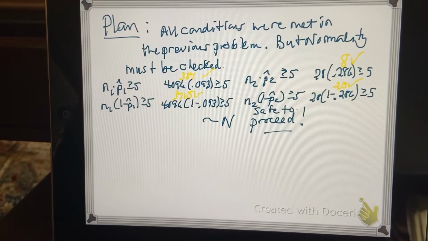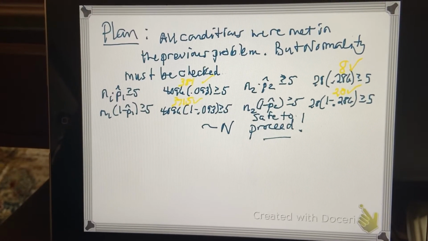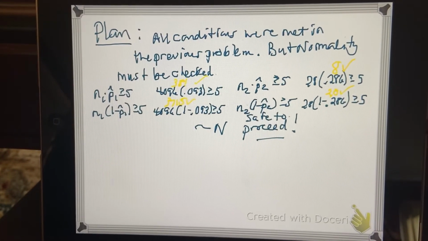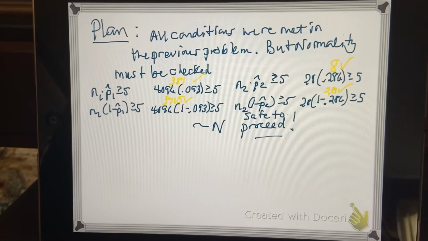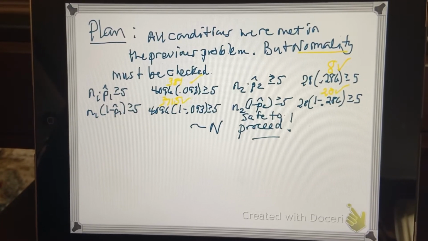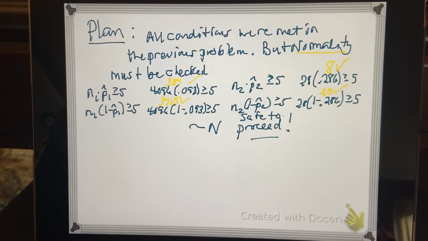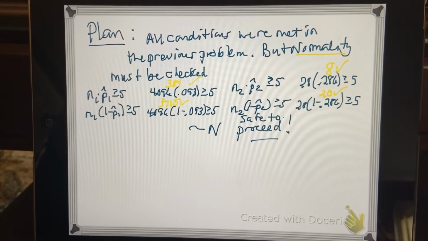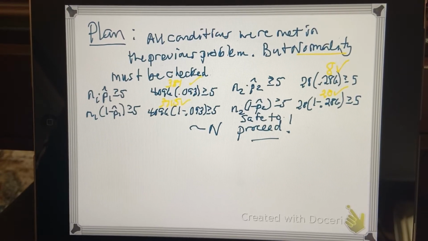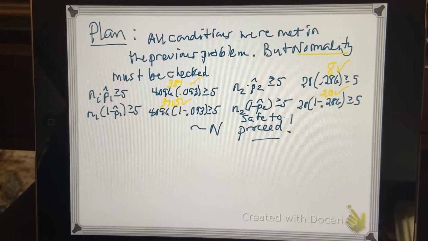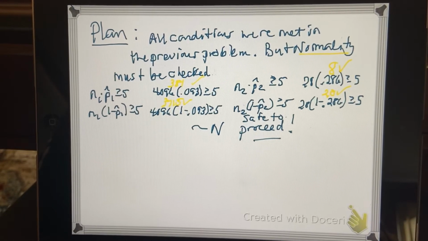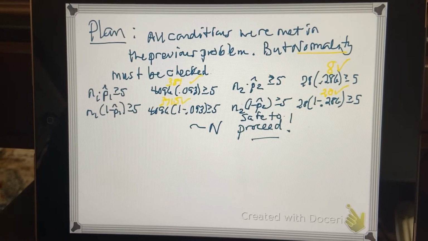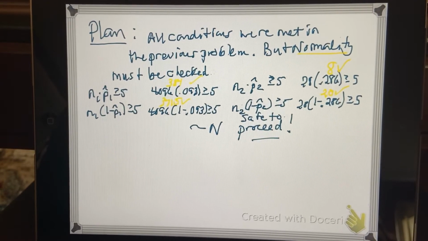And in the planning stage, I'm still adjusting with my conditions. I made a statement that all conditions were met in the previous problem because I ran a test first. But I do have to always check normality. And remember how the formula changes now. I'm not going to use p hat combined with a confidence interval. I'm going to use each of the sample sizes and each proportion. So n1 times p hat 1 and n1 times 1 minus p hat 1 both have to be greater than or equal to 5.